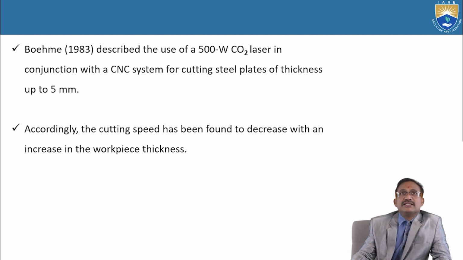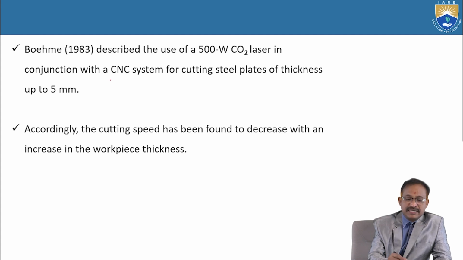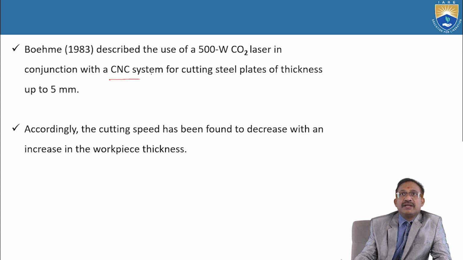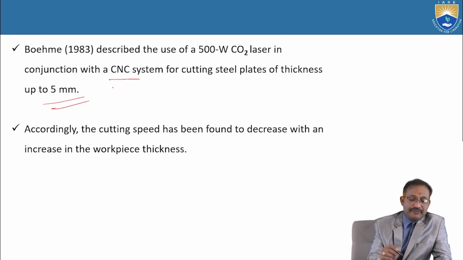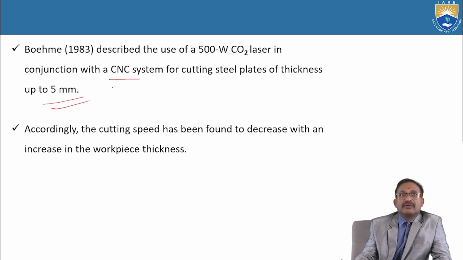Next, Bohme during 1983 described the use of a 500 watts CO2 laser in conjunction with a computer numerical control system, that is CNC, for cutting steel plates of thickness up to 5 mm. Accordingly, the cutting speed has been found to decrease with an increase in the workpiece thickness. So these are inversely proportional.